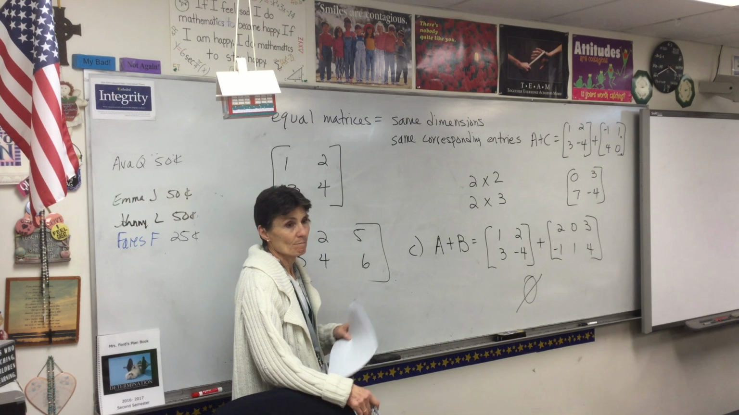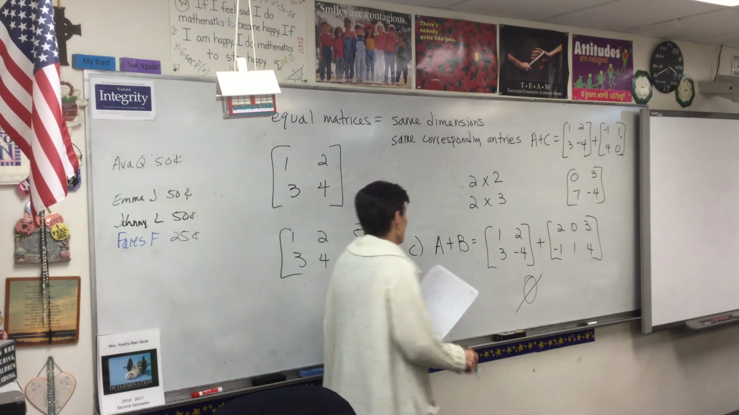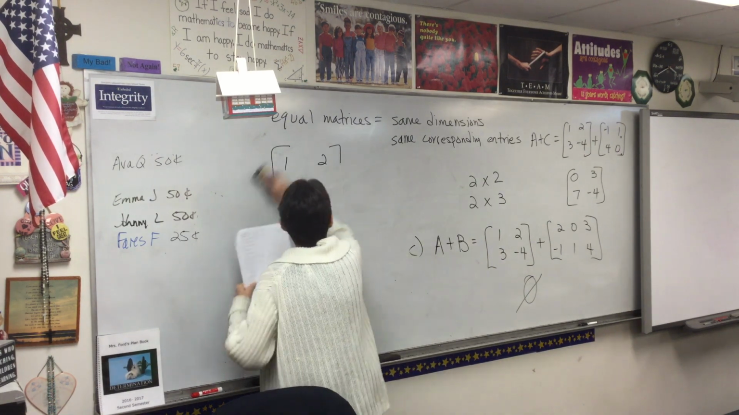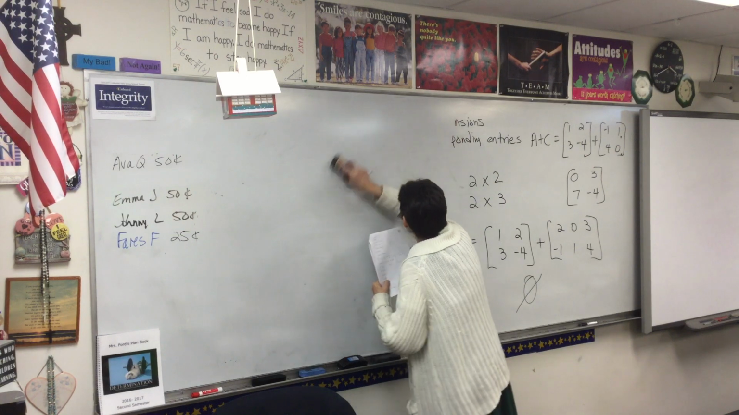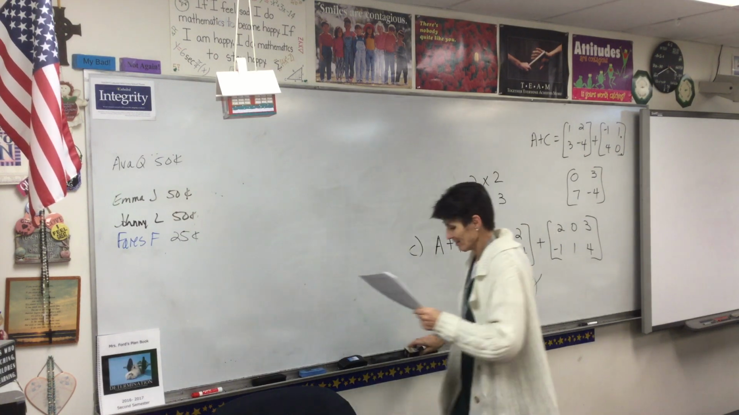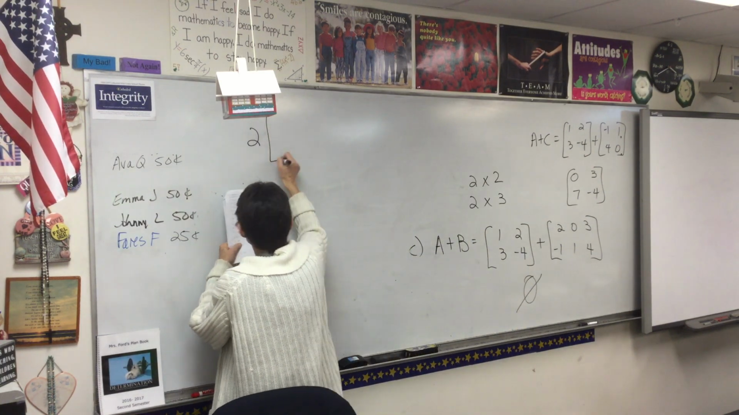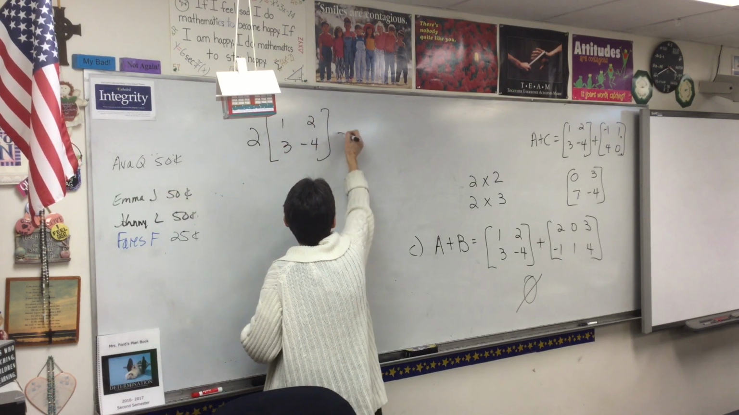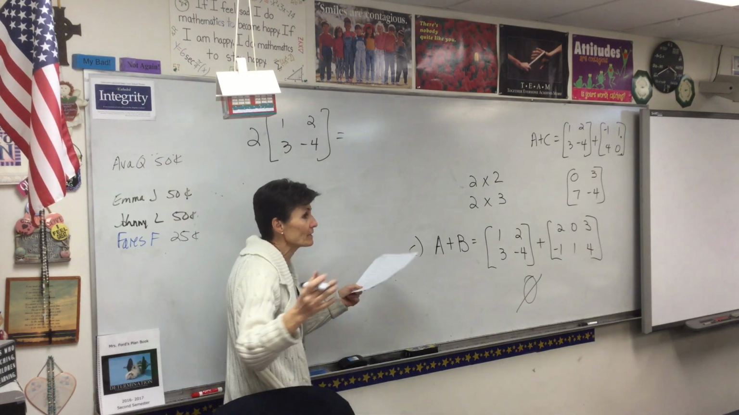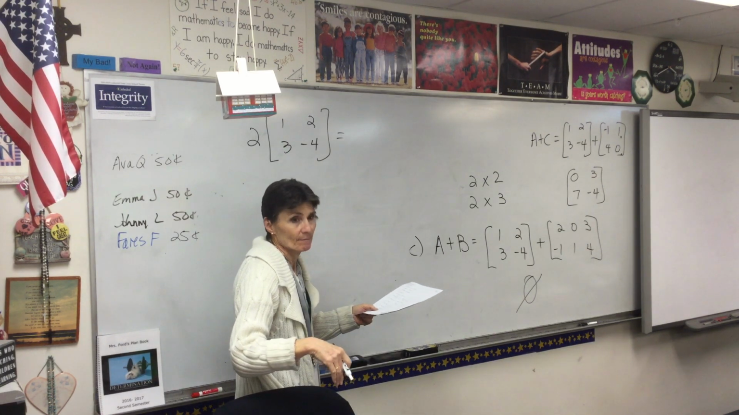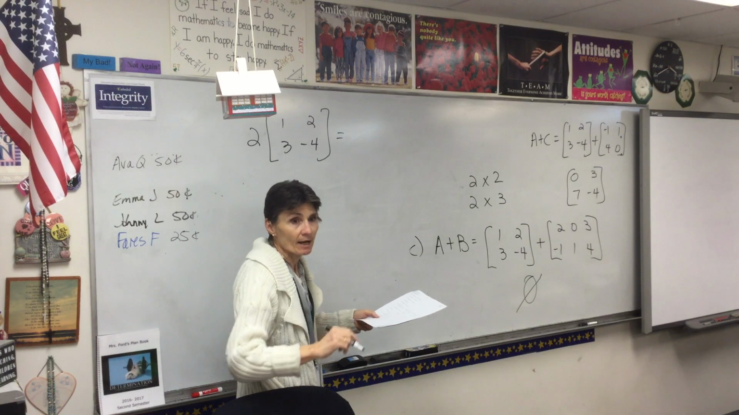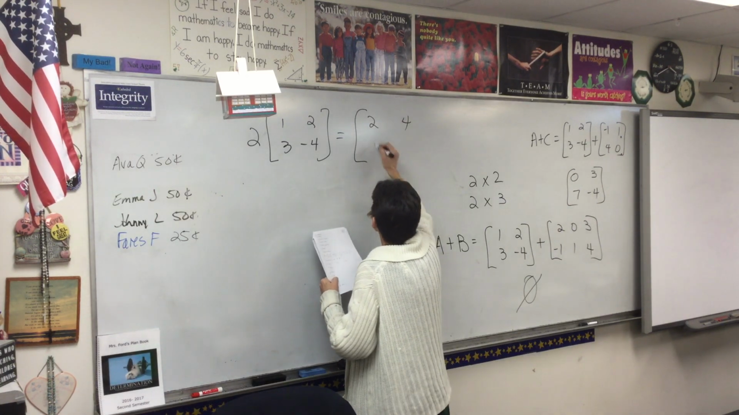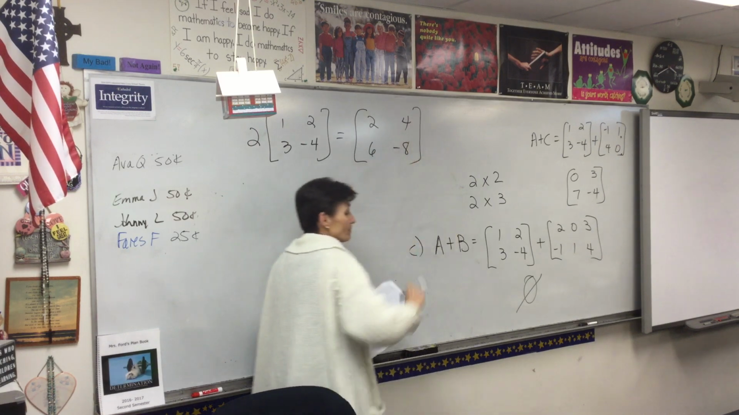Easy peasy. E says 2A. Now, 2 is called a scalar, so we're taking the number 2 times the matrix A. Take a wild guess. It's as easy as you think it is. Take everything times 2. It's like distributive. So it's going to be 2, 4, 6, negative 8. That's it.